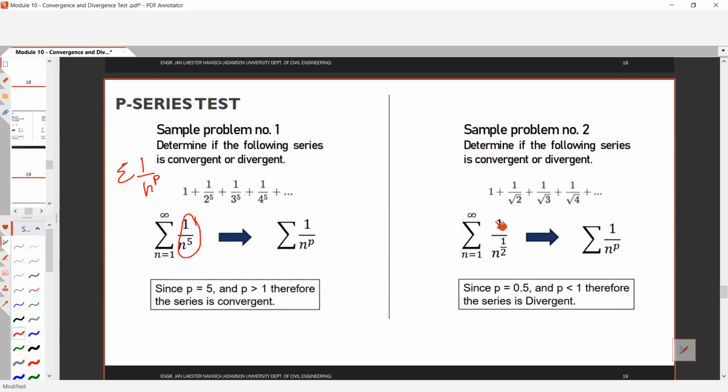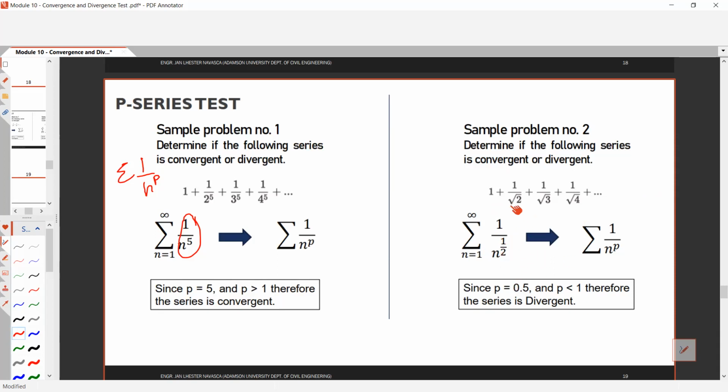Let's say you have the following series: 1 plus 1 over square root of 2 plus 1 over square root of 3 plus 1 over square root of 4, and so on and so forth. That is equivalent to the summation of 1 over n raised to 1 half.